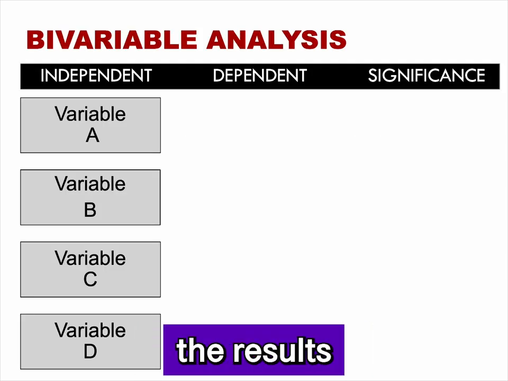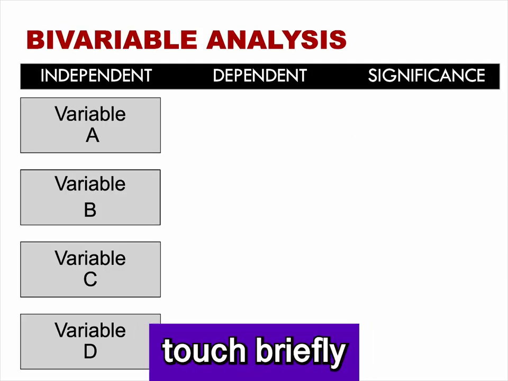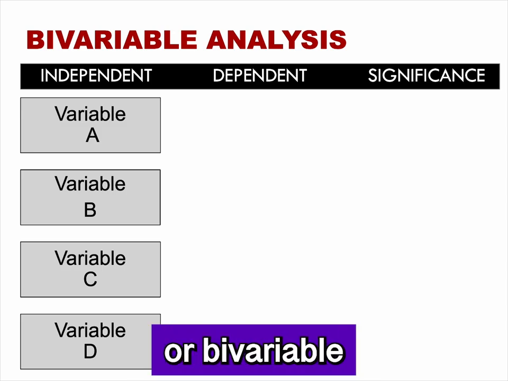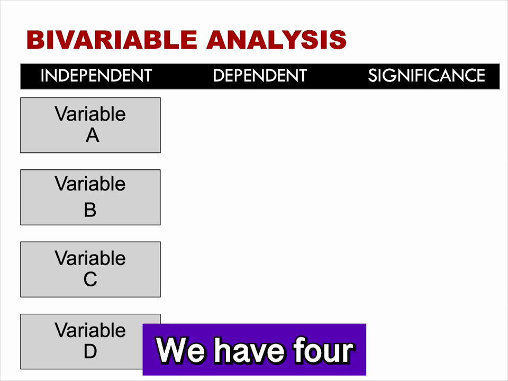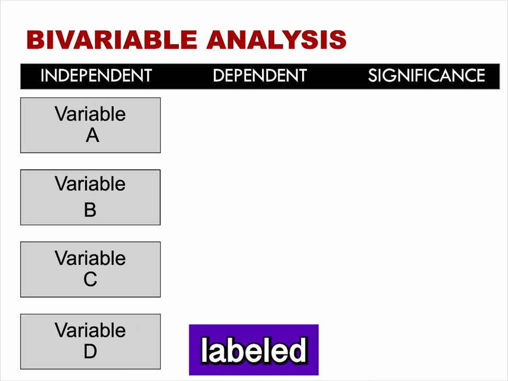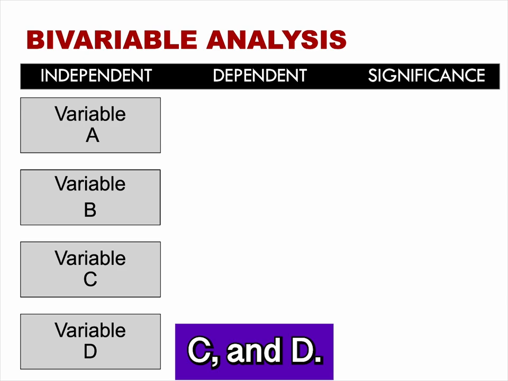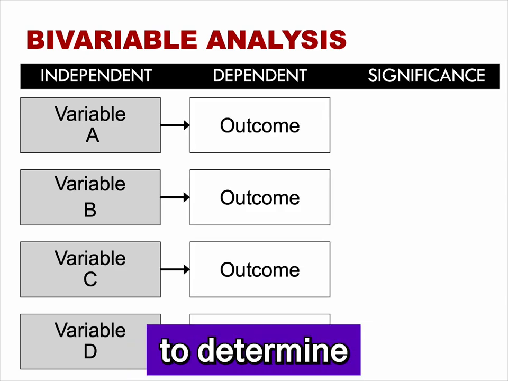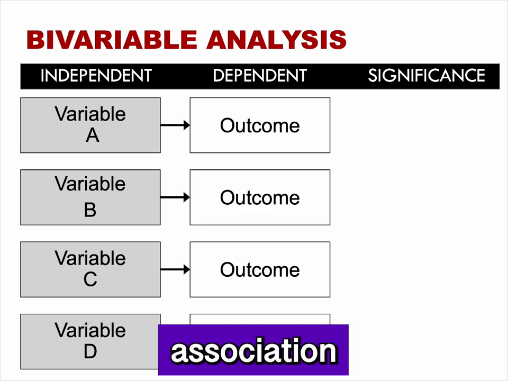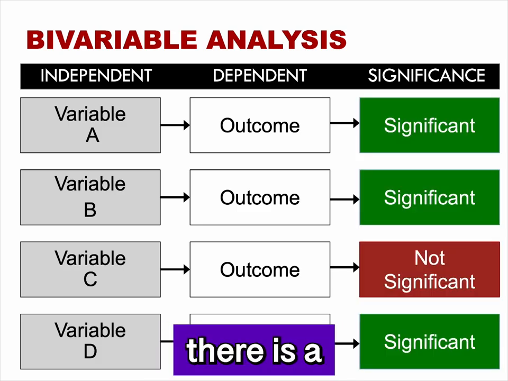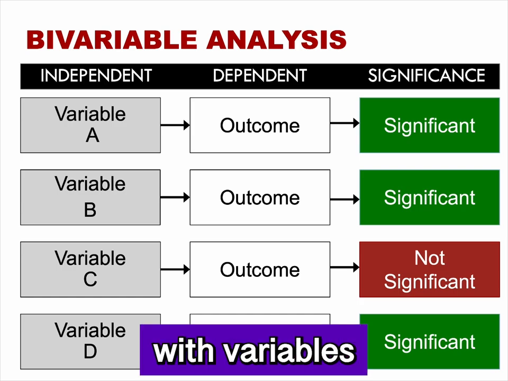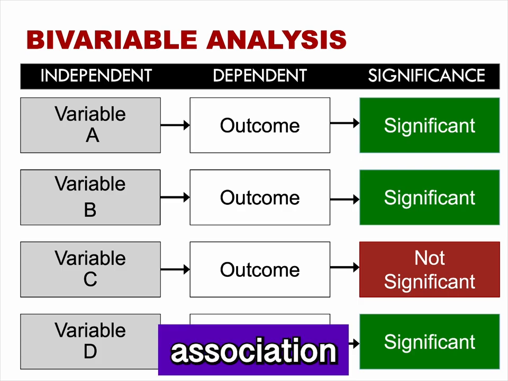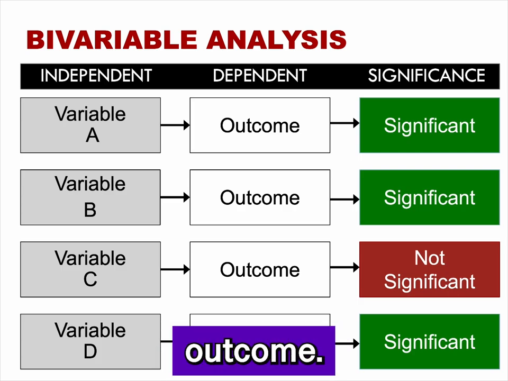Before we can talk about the results of a clinical decision rule, we need to touch briefly on the concept of multivariable statistics. This slide illustrates a bivariate or bivariable analysis. We have 4 potential predictors of the outcome that are labeled as variables A, B, C, and D. Each independent or predictor variable is compared to the outcome variable separately to determine if a statistically significant association exists. In this example, there is a statistically significant association with variables A, B, and D with the outcome. There is not a statistically significant association between variable C and the outcome.